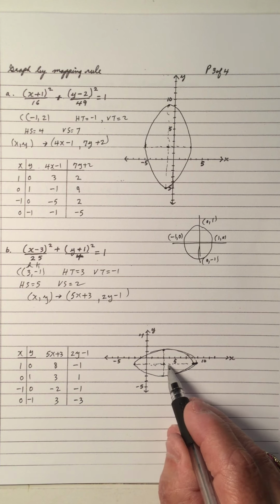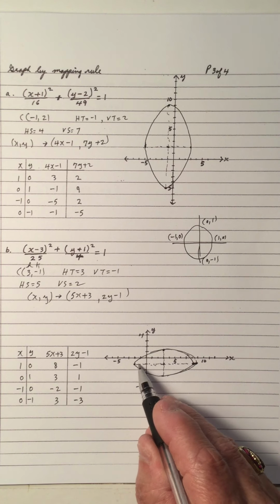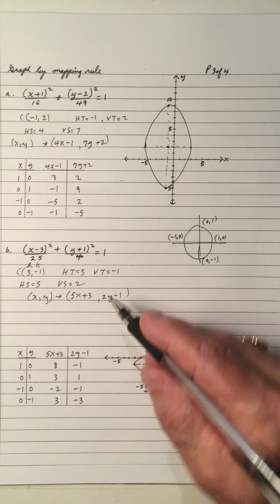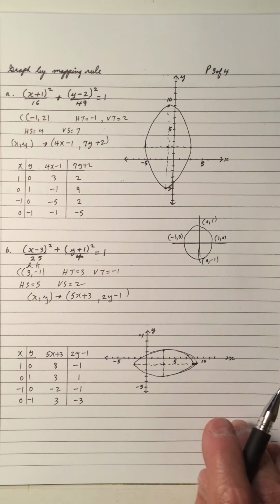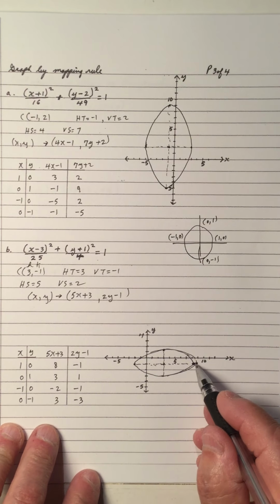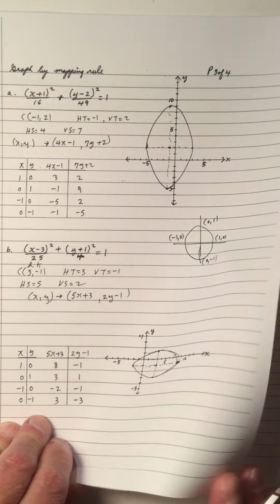So count 5. 1, 2, 3, 4, 5. Go this way, to the left, 5. 1, 2, 3, 4, 5. And we go up. The vertical stretch is 2. So we go 1, 2. We go down 2. So I plotted that point there, which is a 9. It should have been an 8. My mistake. So I checked it by doing the stretches.